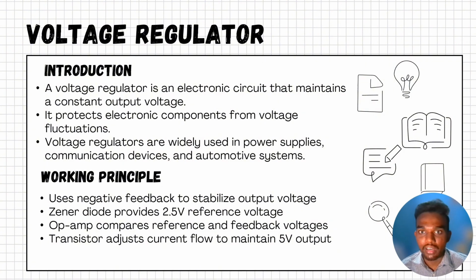Voltage regulators are commonly used in power supplies, communication devices, and automatic systems because stable voltage is important for proper operation. The voltage regulator works using negative feedback to stabilize the output voltage. The Zener diode provides a reference voltage of 2.5 volt. Next, the amplifier compares the reference voltage with the feedback voltage. If the output voltage changes, the transistor automatically adjusts the current flow to maintain the stable 5 volt output.